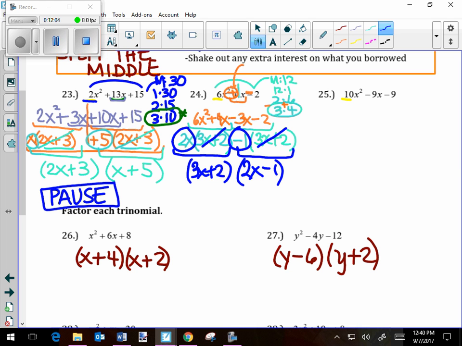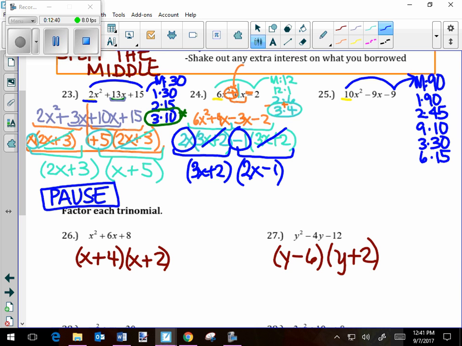On the next one, 10, that's the leading coefficient, is not a GCF, and it doesn't have any parts that are GCFs for this trinomial. So I'm going to take that 10 and multiply it by the 9. When I do that multiplying, I end up getting 90. So I'm looking for numbers that multiply to 90. So I have 1 and 90, 2 and 45, 9 and 10, 3 and 30, 6 and 15.